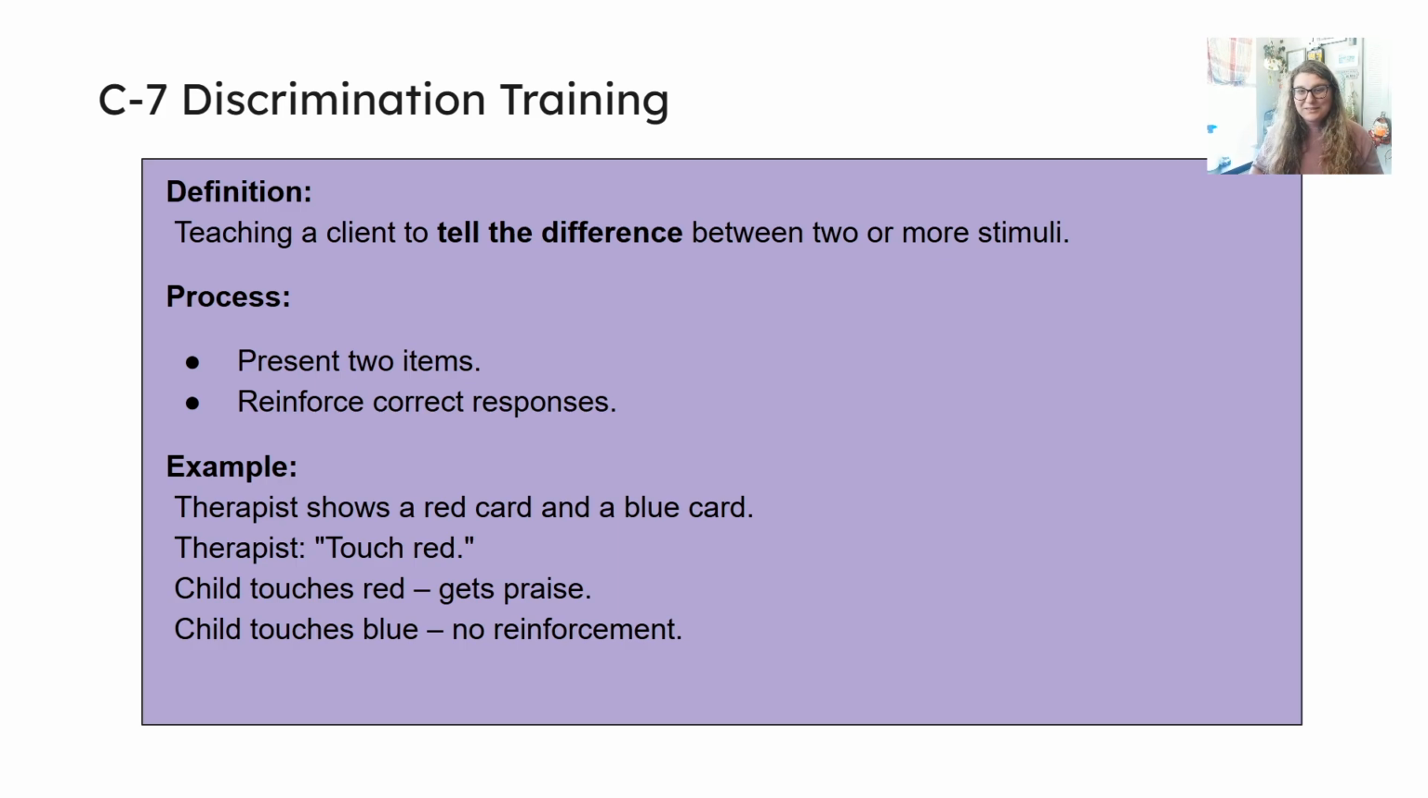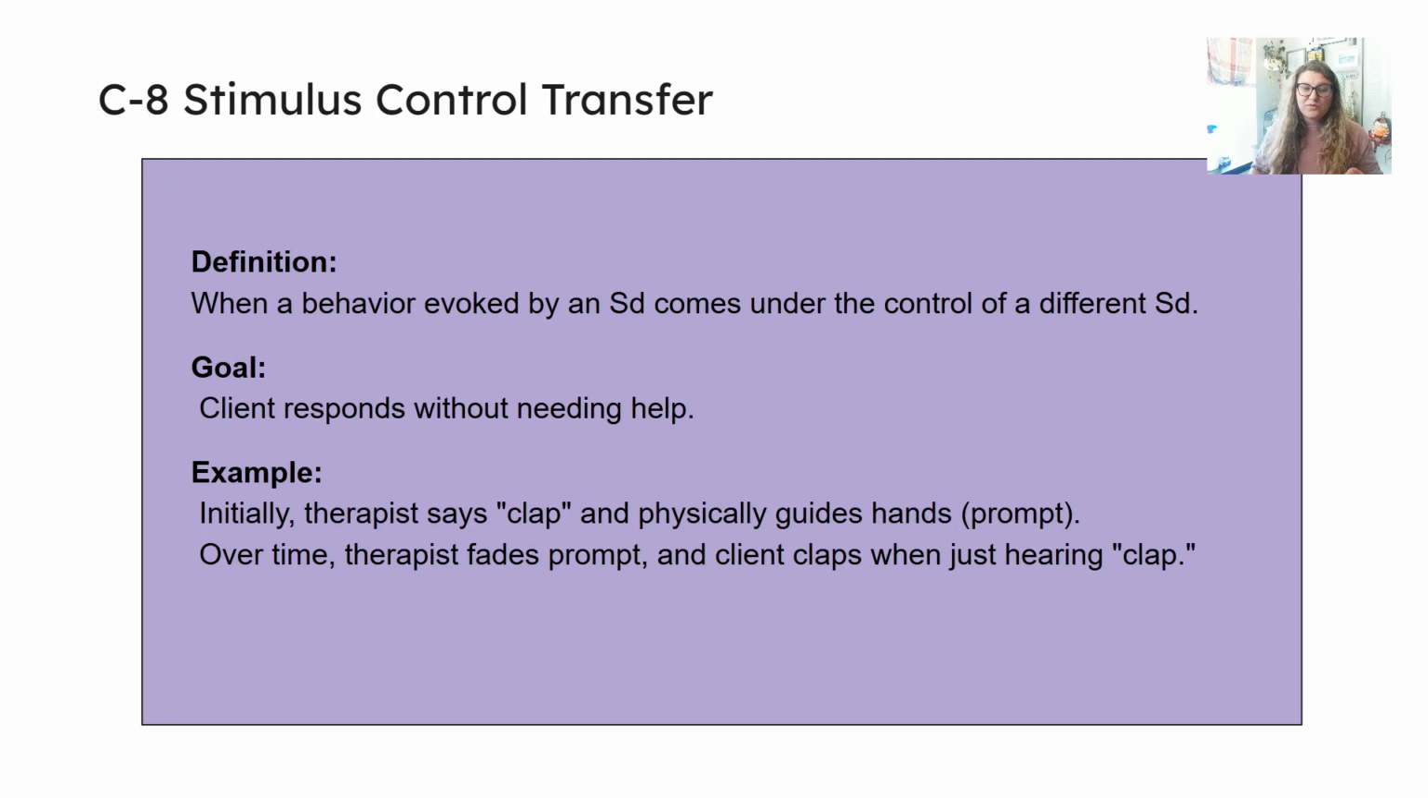Hopefully that makes sense. And then we have stimulus controlled transfer. So when a behavior evoked by an SD comes under the control of a different SD, clients respond without needing help. So initially therapists say clap hands and then physically guide the hands, which is prompting them. And then over time, the therapist is going to fade out the physical prompt so that when the therapist says, all right, clap hands, the client just claps hands without having that physical prompt.